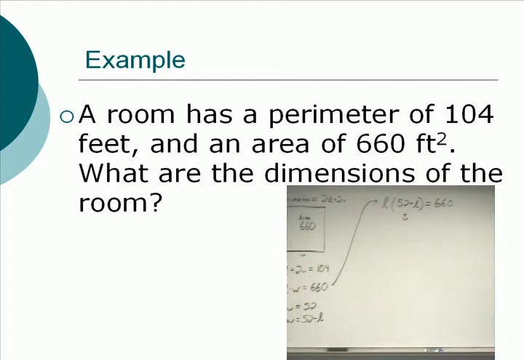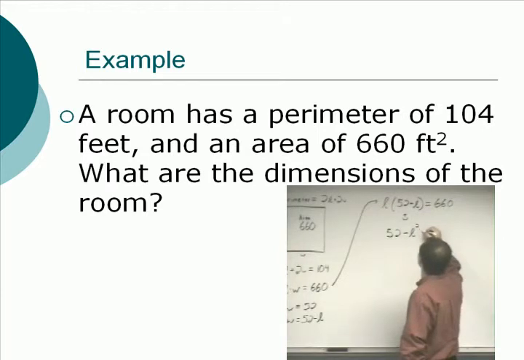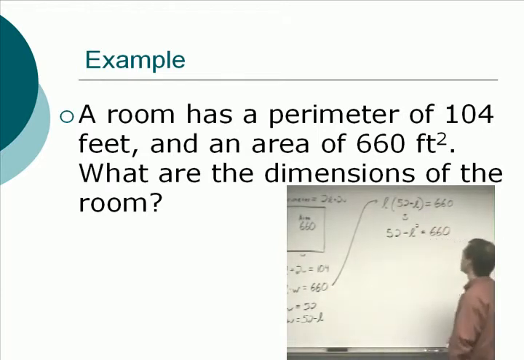Okay, now that's the setup, and like most word problems, the setup is where the trouble arises. But does the setup make sense in this one? Does it look okay? Okay, well then we can go ahead and solve this. We get 52 minus L, squared, equals 660. 52L, thank you, yep.